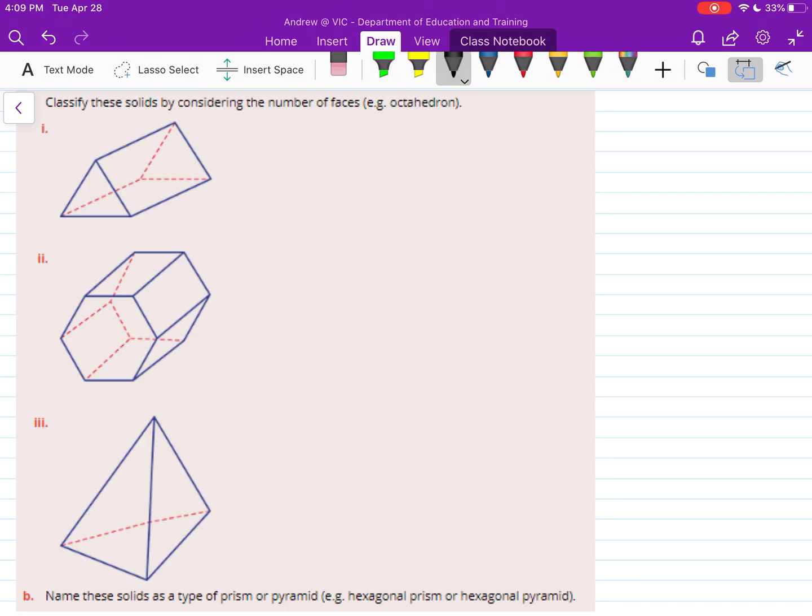So for this first example here, we've got two faces on the end, so 1, 2, and then we've got another 3 faces around, so 1, 2, and the one at the top, 3. Bit hard to see when you've got a 3D image as a 2D. But so total here we have 5. So the prefix for 5 is pent. So this is a pentahedron. Okay. So 5 faces. So this makes it a pentahedron.